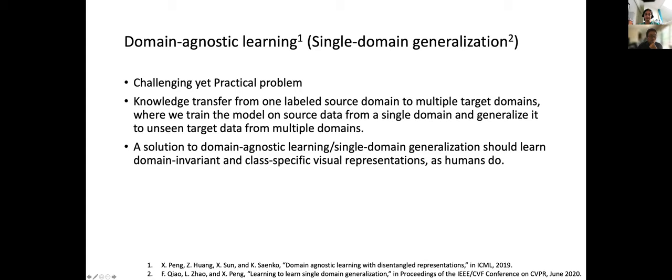The task I tried in this study was domain agnostic learning, also called single domain generalization. It's a more challenging but more practical problem. It learns the knowledge from one source domain and generalizes that to multiple target domains. So we train the model on a single source dataset, a single institution dataset, and generalize it to other institution datasets. And the solution to this domain agnostic learning, single domain generalization, should learn domain invariant and class specific visual representations as we do.